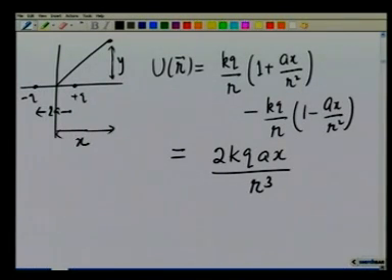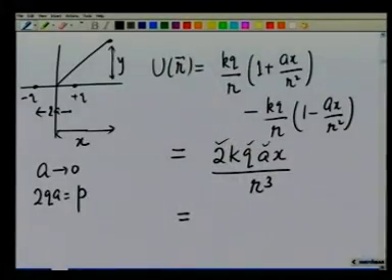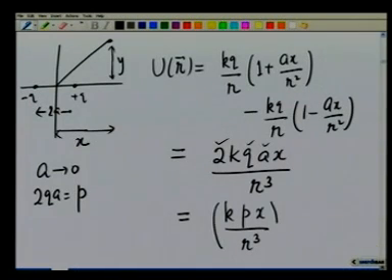Now, I take the limit a going to 0, such that 2 q a remains constant, equal to the dipole moment that I want to have. So in that limit, this becomes, with 2 q a giving me the dipole moment, k p x over r cubed. You can check that the dimensions are all right. p is q times the distance, this is distance divided by distance cubed. So, this is the potential. Now, I want to find the electric field due to this dipole at point r.